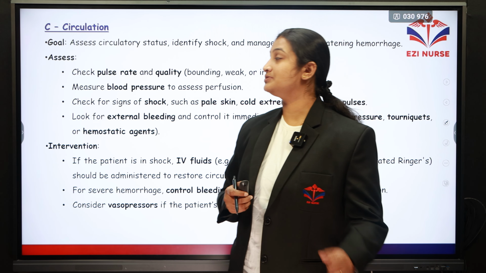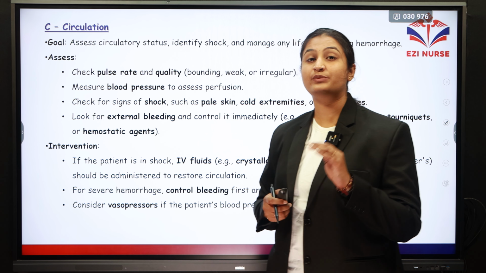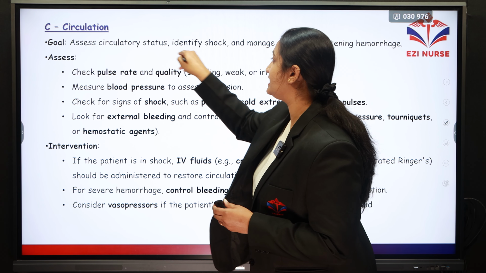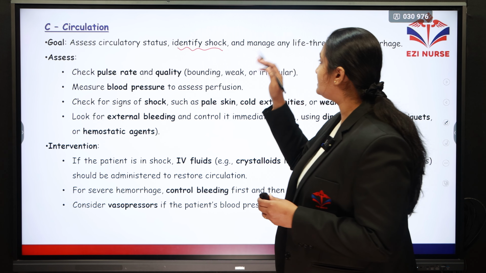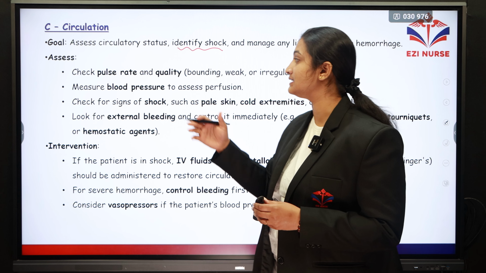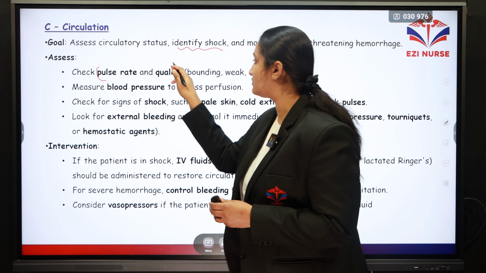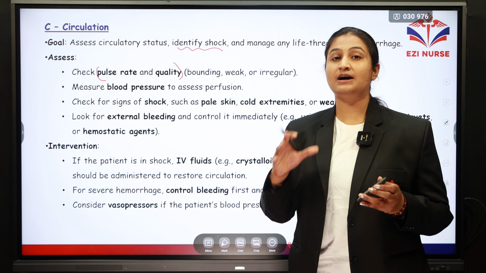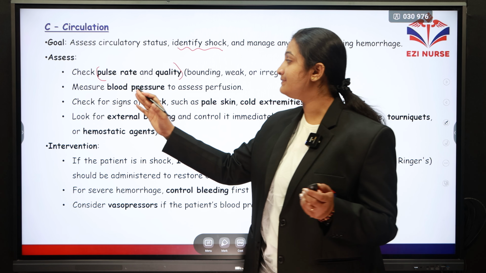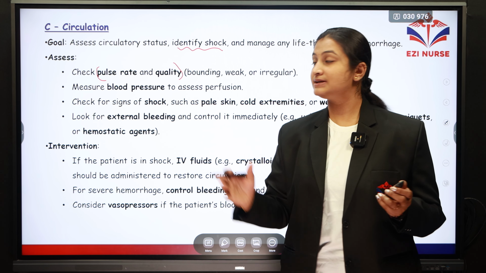Next, coming to C, that is circulation. We have to assess the circulatory status. You have to identify any kind of shock and manage any life-threatening hemorrhage. How are you going to assess it? Check the pulse rate and quality, which is between 60 and 100 for adults. Then measure the blood pressure, so the BP must be checked.